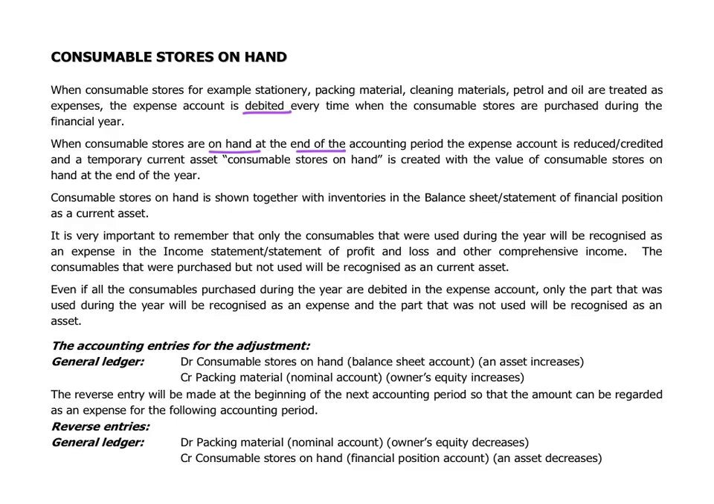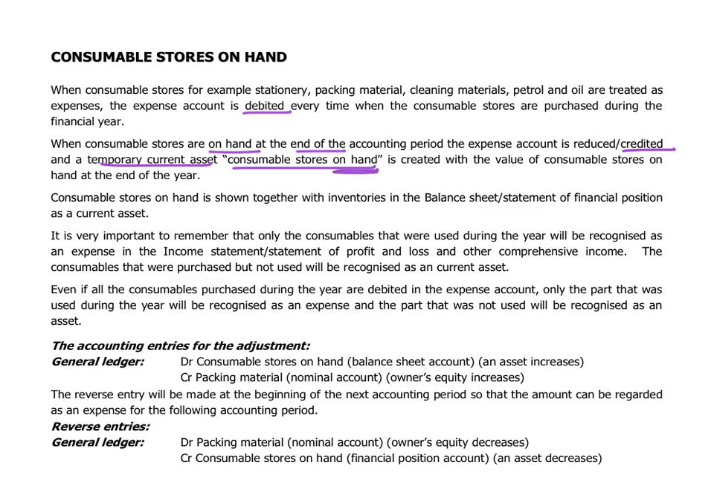To reduce the expense account, it must be credited, and we will create a temporary current asset account, consumable stores on hand. As soon as you see the word on hand, it means that that is an asset. If only the word is consumable stores, then it's an expense.